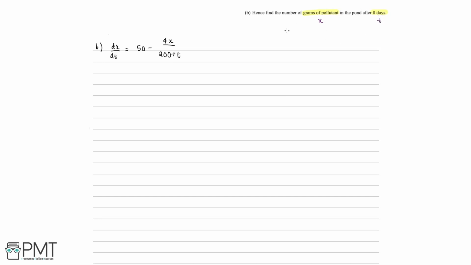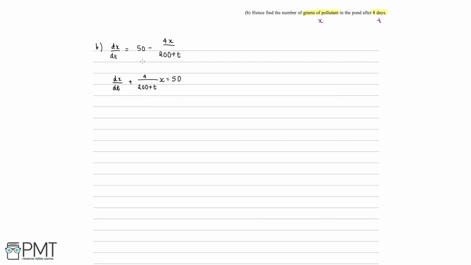And thus, in order to find the number of grams of pollutant in the pond after 8 days, we first need to find an equation in terms of x using our differential equation over here. Well, we can first note that this equation is a first-order differential equation, so let's try moving all of the terms within x to one side. So we have dx by dt plus 4 over 200 plus t multiplied by x is equal to 50. And you can see here that this is a first-order differential equation as it has a dx by dt and an x multiplied by a function of t.